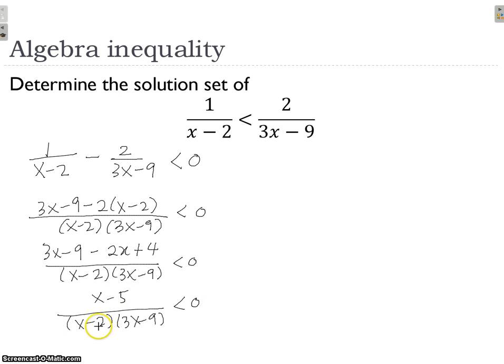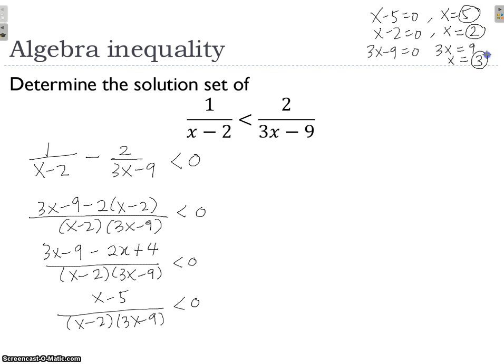So you see in this case, actually we have 3 critical values. What are the 3 critical values? If we set x minus 5 equals 0, the first critical value will be x equals 5. x minus 2 equals 0, so another critical value will be x equals 2. And we have 3x minus 9 equals 0, so it means 3x equals 9. The third critical value will be x equals 9 divided by 3, which is 3. So we have 3 critical values: 5, 2, and 3.